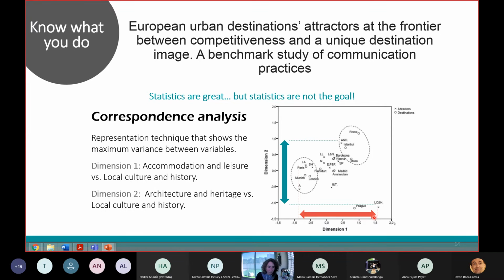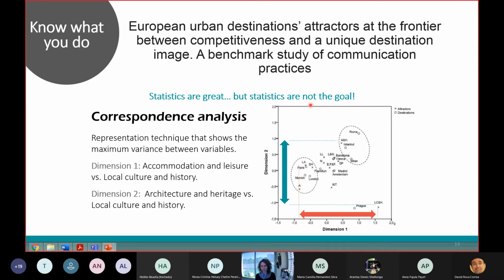Second one was dimension 2. So the second source of differentiation between the cities was those projecting local culture and history, contrasting with those projecting, you cannot see here, but it is, architecture and heritage. So some cities were highly emphasizing their heritage and architecture. Some others were emphasizing their history, and those were very distinguishing traits.